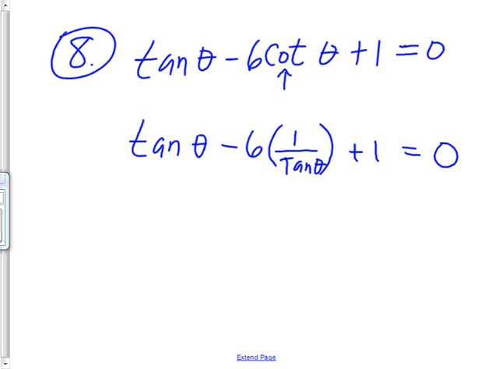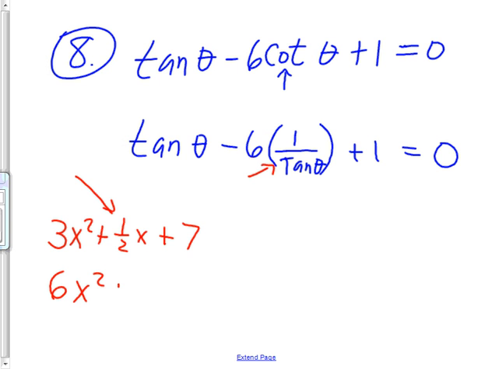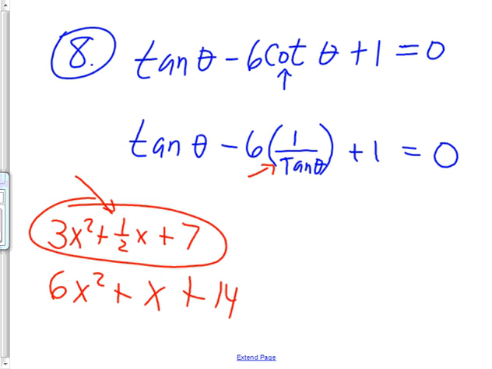Okay, so now I have to try to get this tangent out of the denominator. If I ever have a situation where I want to get rid of a fraction, let's say I had 3x squared plus 1/2 x plus 7. Do you get how I could multiply by 2 throughout the whole equation? Because then it would get rid of that fraction, and I'd end up with 6x squared plus, if I take 1/2 times 2, that would be 1x plus, multiply everything by 2, so 7 times 2 is 14. This would be the equivalent expression to it. So basically, I just multiplied this whole equation through by 2 to fix my fraction problem.